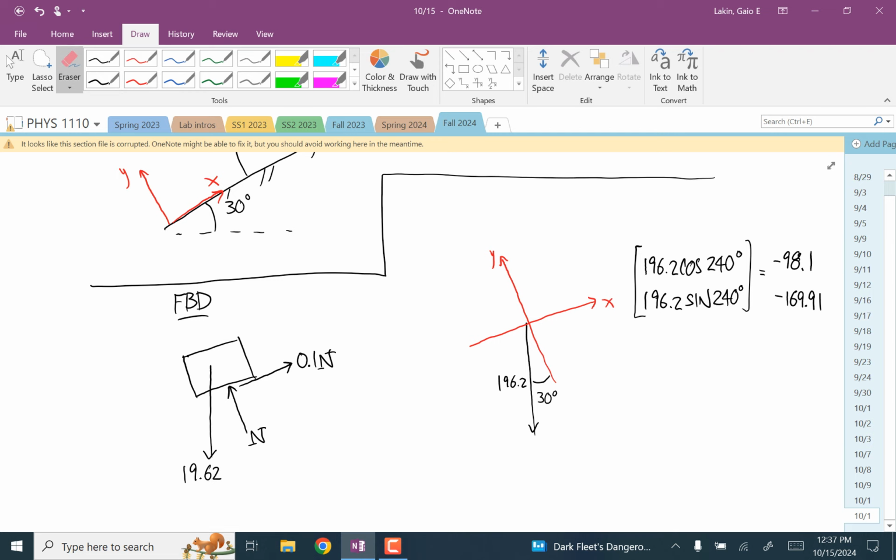Oh yeah, so move those decimal points over. So 19.62 negative, so the total is negative 19.62. And so the x component is negative 9.81. The y component is negative 16.99.